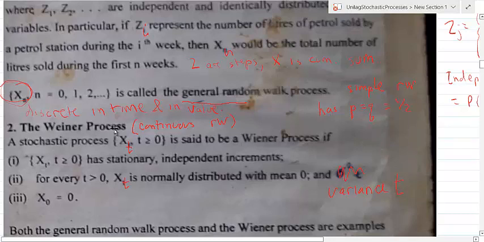Next example is the Wiener process. Now the Wiener process can be considered as the continuous limit of a random walk. If you take a random walk and take the time steps smaller and smaller, and instead of taking steps of size 1, you take steps of much smaller size, then you get a Wiener process. So let me denote that over here.